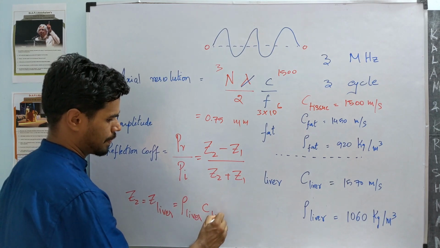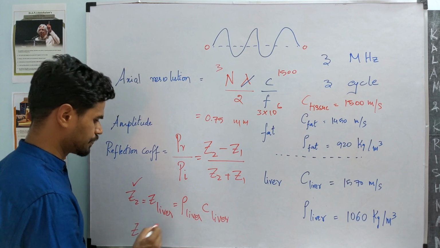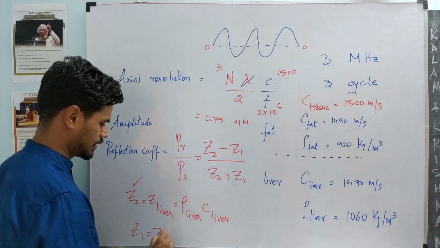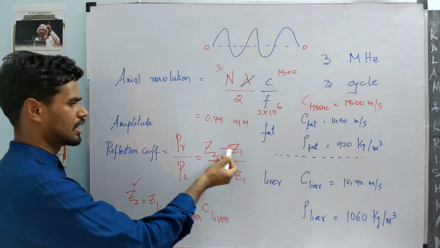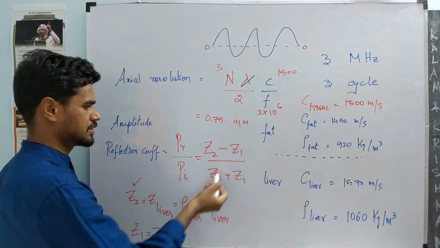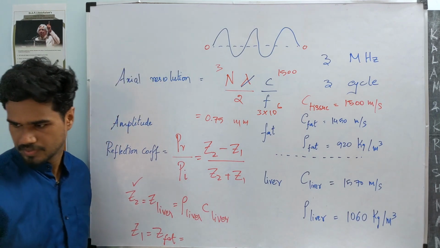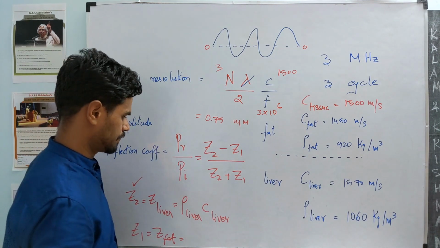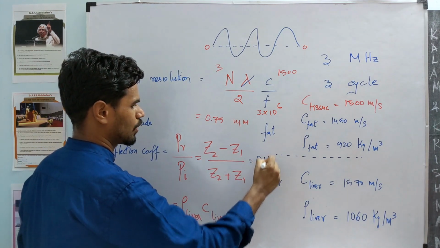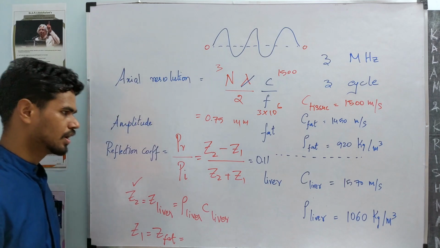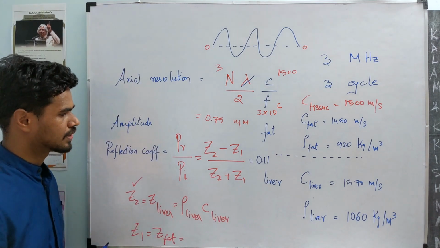Let's say Z2 is Z liver, which is rho liver times C liver, so we can find Z2. Z1 is similarly Z fat, which we can find from rho fat times C fat. Then find Z2 minus Z1 over Z2 plus Z1, and the value that I get is 0.11. So this turns out to be 0.11. So just find it from these two expressions.